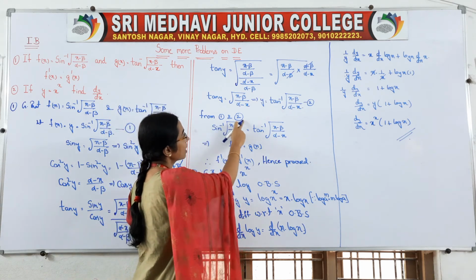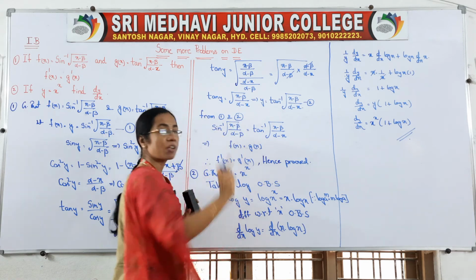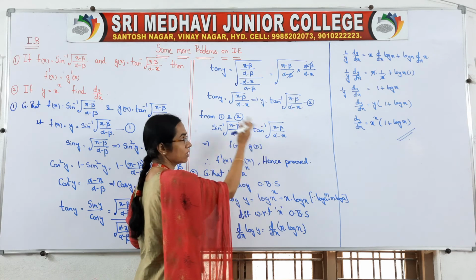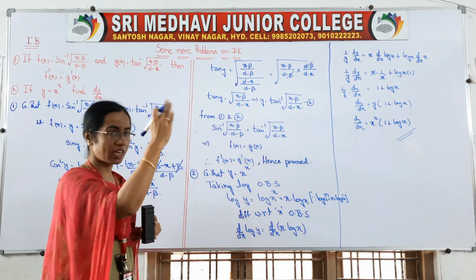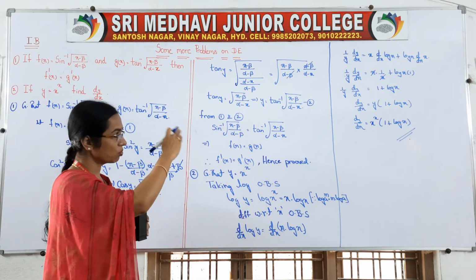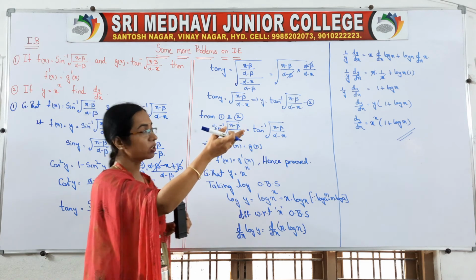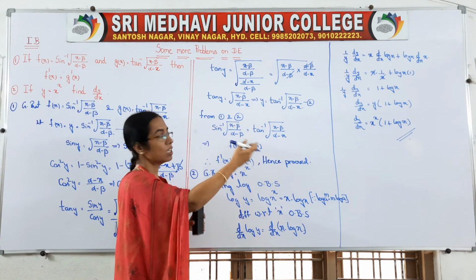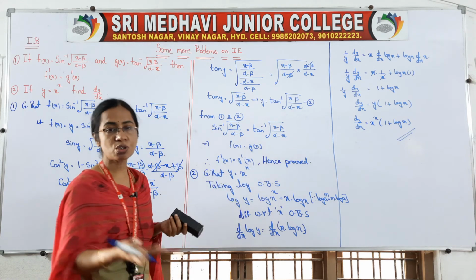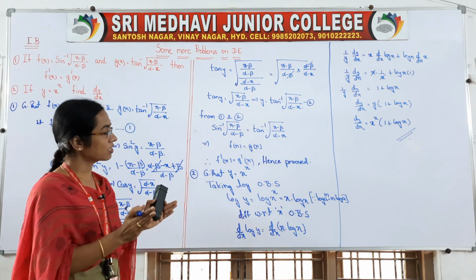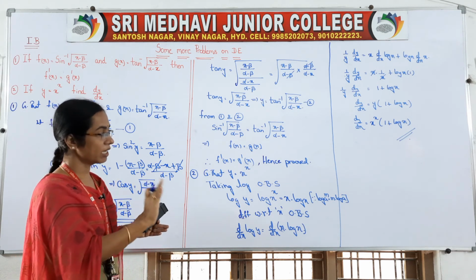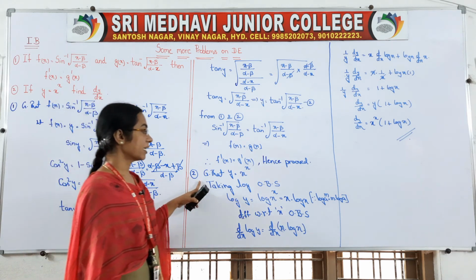So from 1 and 2, your sine inverse of root of this is equal to this one. That means from 1, y is equal to sine inverse, from 2, y is equal to tan inverse. Okay. So sine inverse of this is equal to tan inverse of this one. So your f of x is equal to g of x. If two functions are equal, definitely their derivatives are equal. So hence proved. Come to the second question.